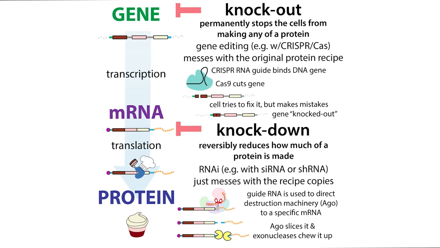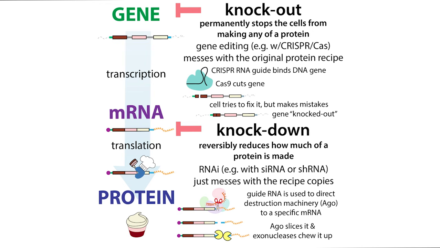If we're actually removing the gene, we call that knockout. Knockout is where you're actually removing the gene or damaging the gene in such a way that no protein gets made. There are also methods of knockdown, where you reversibly reduce how much of the protein gets made.